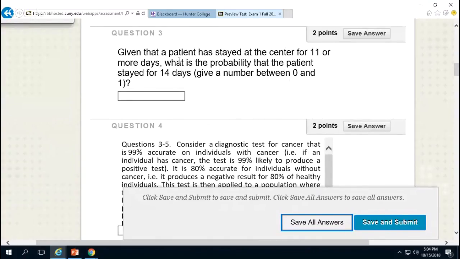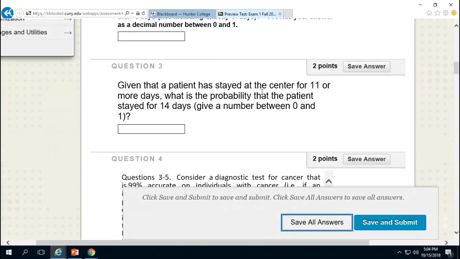Let's see, the third one was a conditional probability. Actually, I see the first one almost everybody got right. The second one, there was a little more trouble. And then this one, there was quite a bit of trouble with. This is a conditional probability. Given that a patient has stayed at the center for 11 or more days, what is the probability that the patient stayed for 14 days?